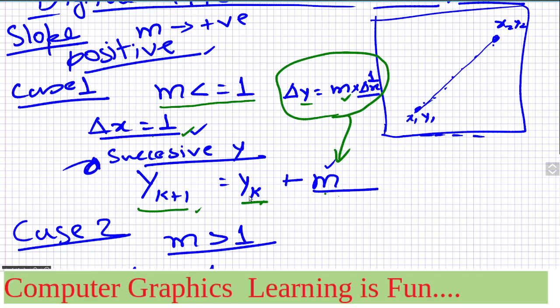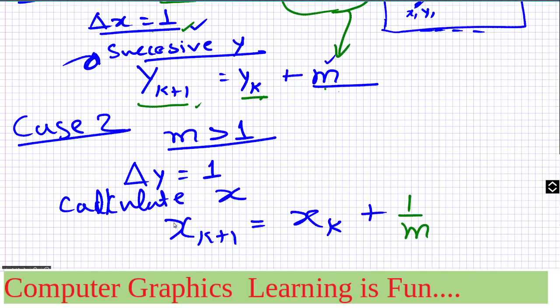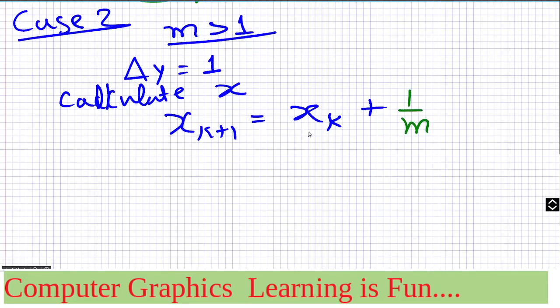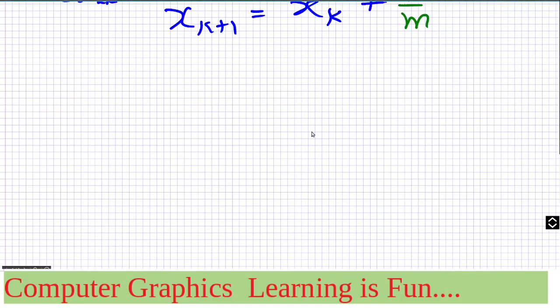If at all the current value of yk plus 1 is less than 0.5, you will take it to the floor. If it is 0.5 or more, you will take it to the ceiling. That is the thing. Similarly, in this case, if you will keep the y-intercept as unit 1 and xk plus 1 as xk plus 1 by m, you will get certain value and round it off. Let me show you the other case also, where you will keep this thing.